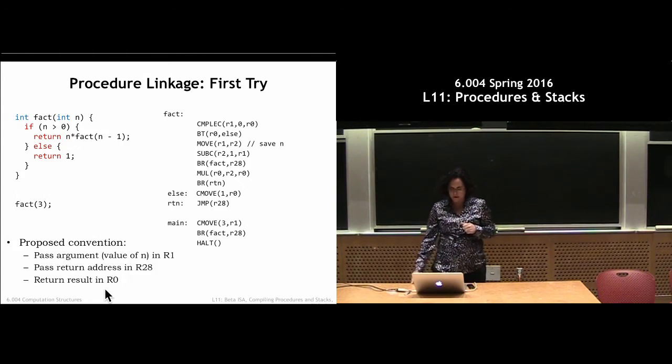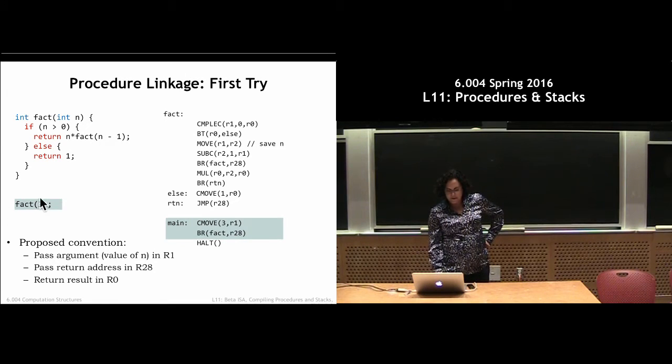Okay, all right, so here's our first try at actually making use of these conventions in order to translate our factorial function. What do we have here? First thing we have is we're calling factorial of 3. So we said the caller is responsible for putting that argument into R1, right?